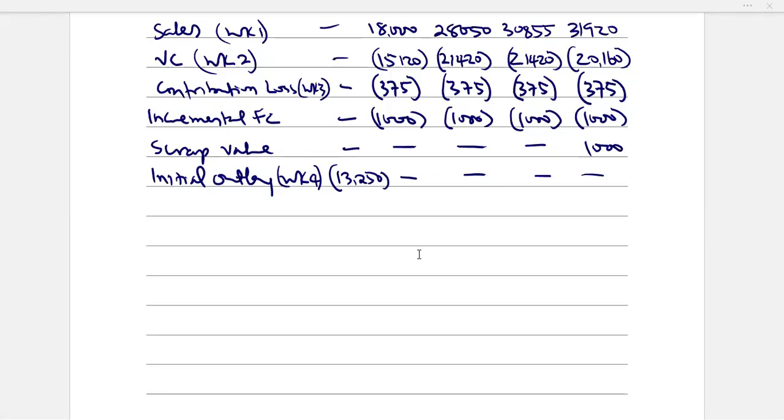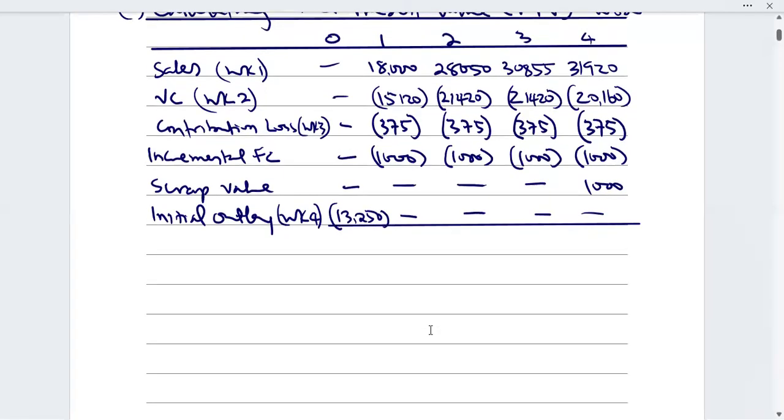So what else do we have in the question? I think that's it. So at this point, let's find the net cash flow. You have to state your assumption at all times. So give me the net cash flow for each year.